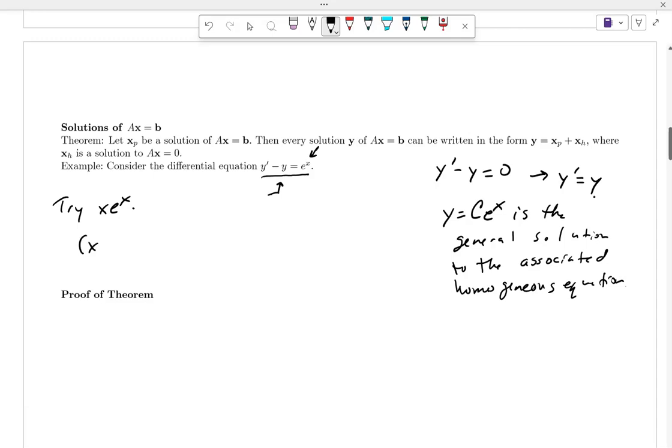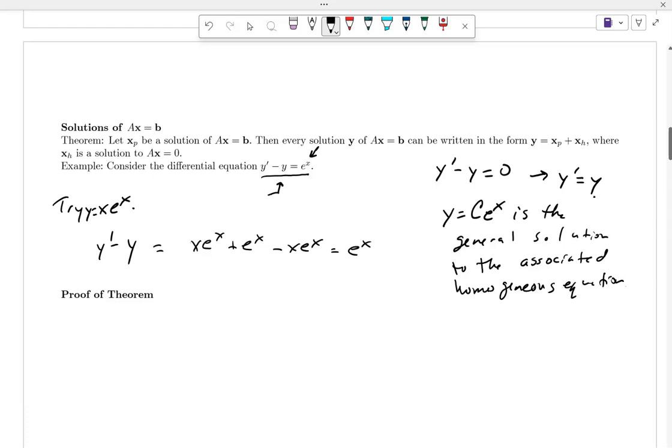I should say y equals x e to the x. What do I get when I do y prime minus y? I get x e to the x plus e to the x, don't I, for the derivative? Minus x e to the x, and I get e to the x. So that is a solution, right? It works when I plug it in. So we found one solution.